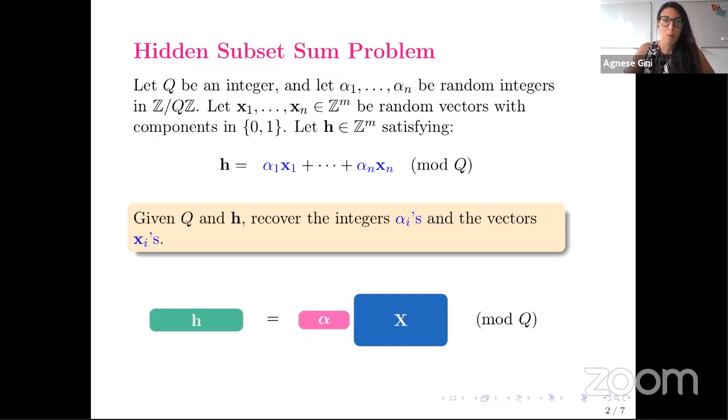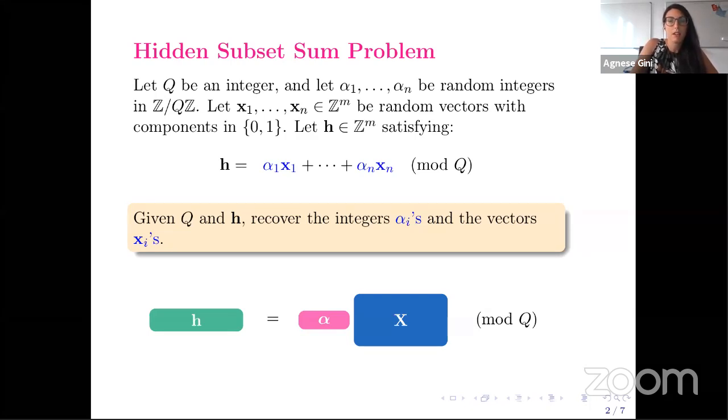In the hidden subset sum problem, we consider an integer q and n random integers alpha 1, ..., alpha n, which are defined mod q. In addition, we consider n binary vectors x1, ..., xn of length m, and a vector h, which is a combination of these binary vectors with the weights alpha i's, mod q. You can read the relation in this slide. Then the problem is, given the modulus q and the samples vector h, to recover both the integers alpha i's and the binary vectors xi's.